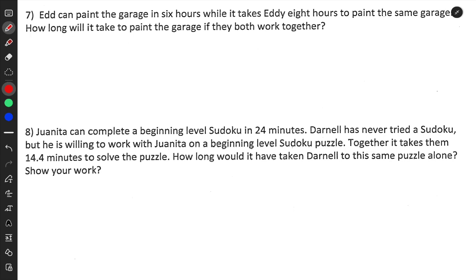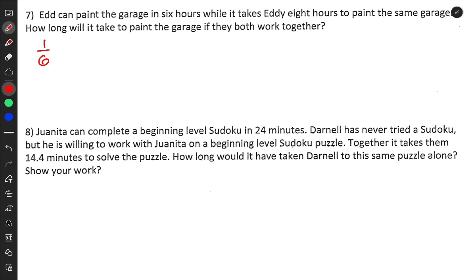Ed paints it faster; he can finish it in 6 hours. Eddie can finish it in 8 hours. So if they're working together efficiently, how long would it take them to get the job done together? One of the ways that you can approach this is you could say, look, Ed can do 1/6 of the job every single hour.